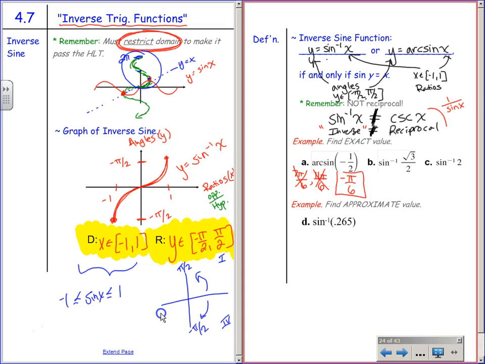But the calculator only gives you one answer. I know 330 is true, and I know 210 is true. But what's not true? Neither one of those are answers from this inverse function, because the inverse function says, I can't give you every possible answer because there are infinitely many. I can only give you one answer in this range, and that's the one that we have to choose.